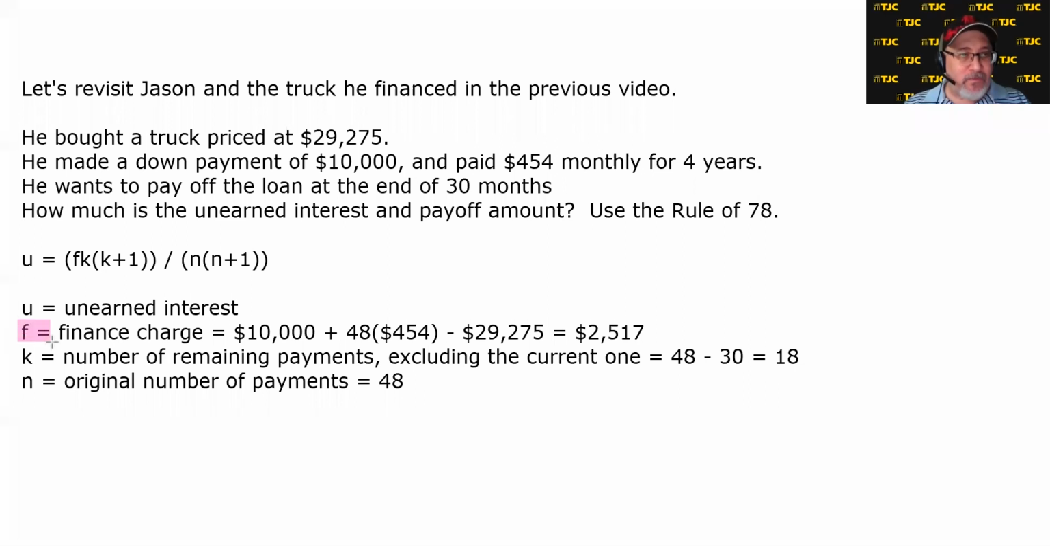F equals 2,517. K equals 18. N equals 48. And we only have to plug everything into the formula now.